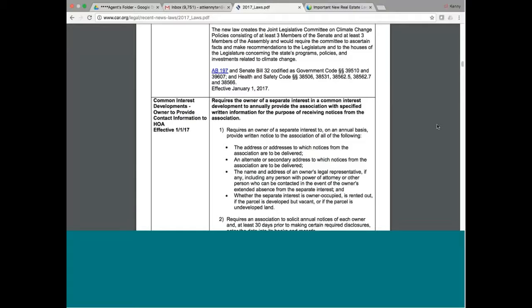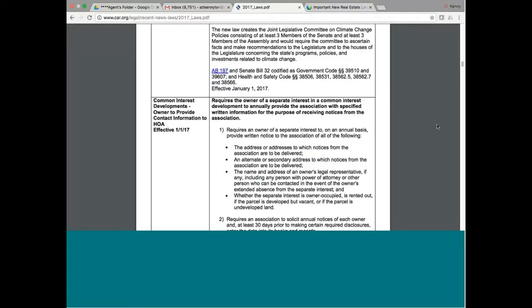Third, the name and address of an owner's legal representative, if any, including any person with power of attorney or other person who can be contacted in the event of the owner's extended absence from the separate interest. Now, a perfect example will be when you have a property owner who lives in China, but he owns an investment property in California. And this investment property happens to be a condominium or townhouse.